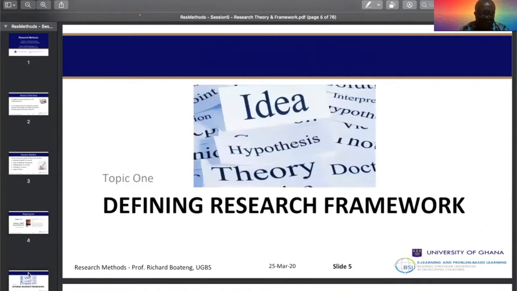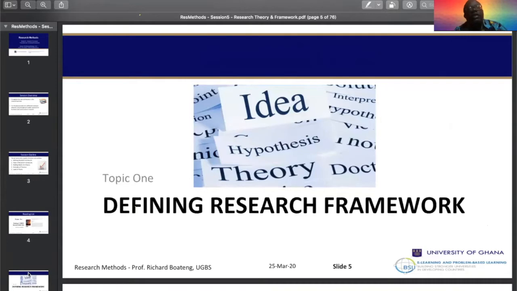So let's start. Defining a research framework. Now, even though I've said we are going to talk about theories, you may be asking, why is Prof talking about research framework? The theory forms part of your research framework. So it's better I explain what a research framework is, so that you can have an understanding of what we use frameworks for in research.